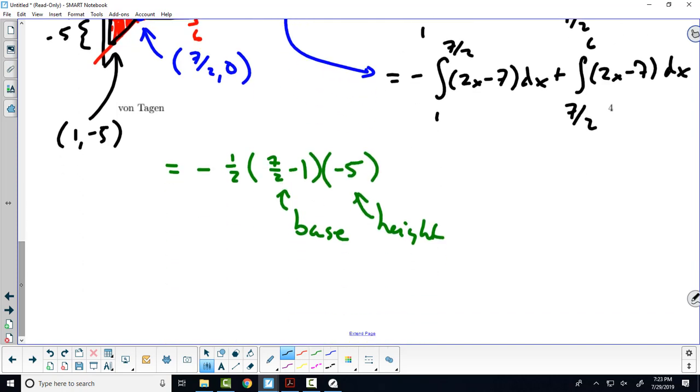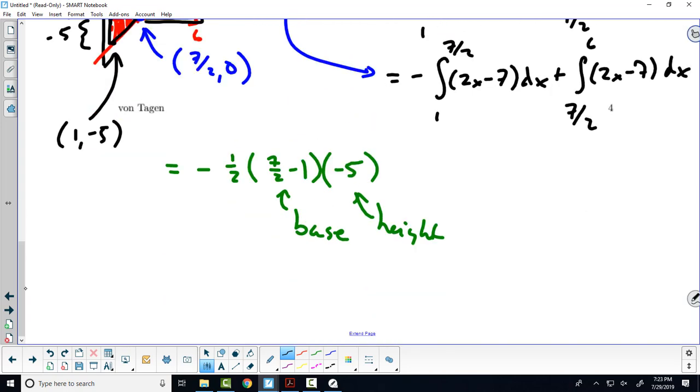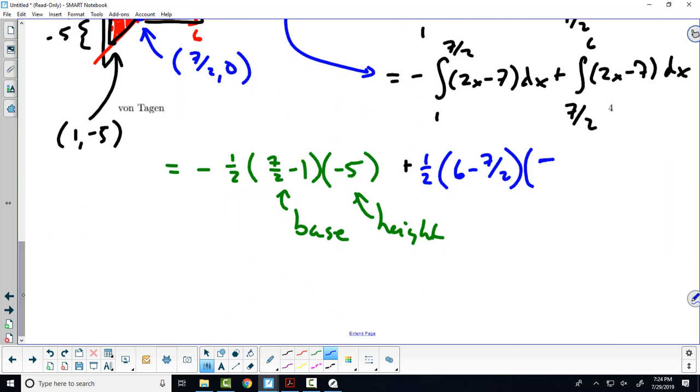Okay, and then for the second one, we've got this triangle right here. The base of the second triangle will be, oh, sorry, still have 1/2, and the base will be 6 minus 7/2, and then its height would be, well, what happens when we plug a 6 into the function? We get the ordered pair (6, 5). So the height of this second triangle is also 5, coincidentally. That is coincidental. There's no symmetry there, I don't think, because these two widths are different.